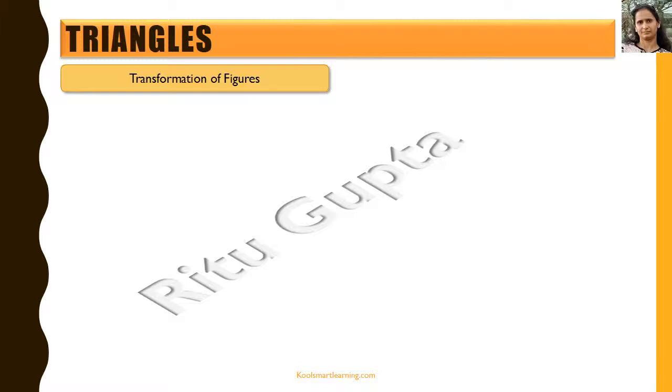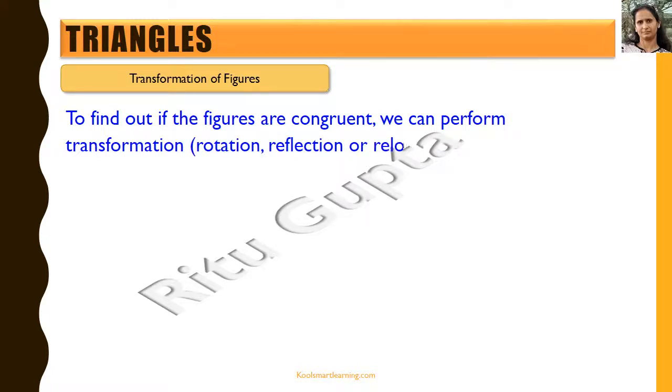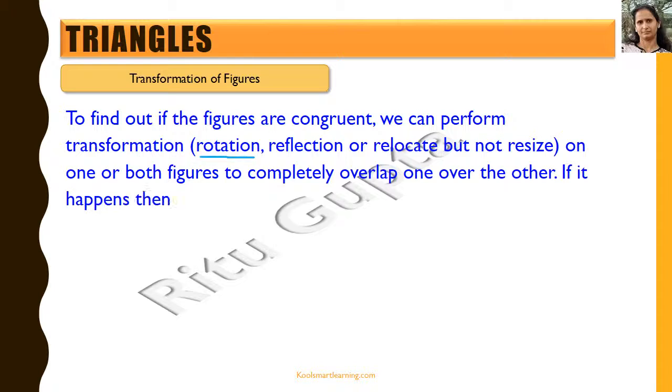Now let's understand what we mean by transformation of figures. To find out if figures are congruent, we can perform transformations of the type rotation, reflection or relocation, but of course not resizing them. We can perform this transformation on one or both the figures to again completely overlap one over the other. If it happens, then the two figures are congruent.